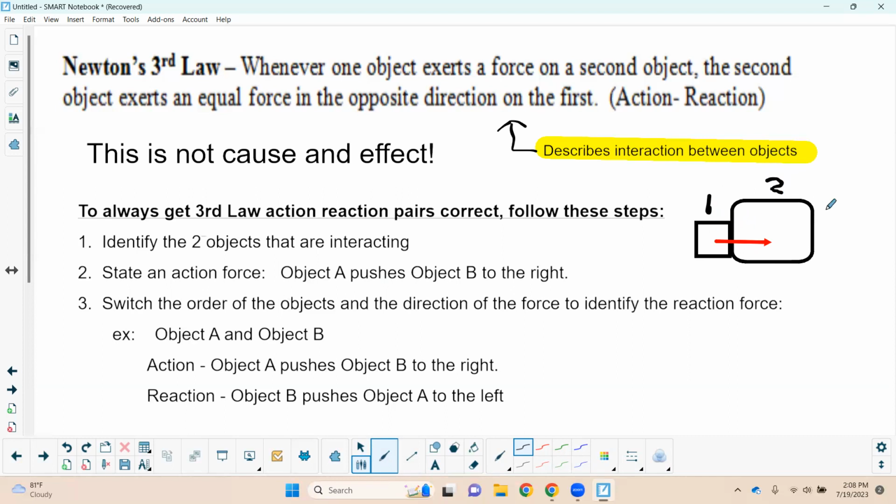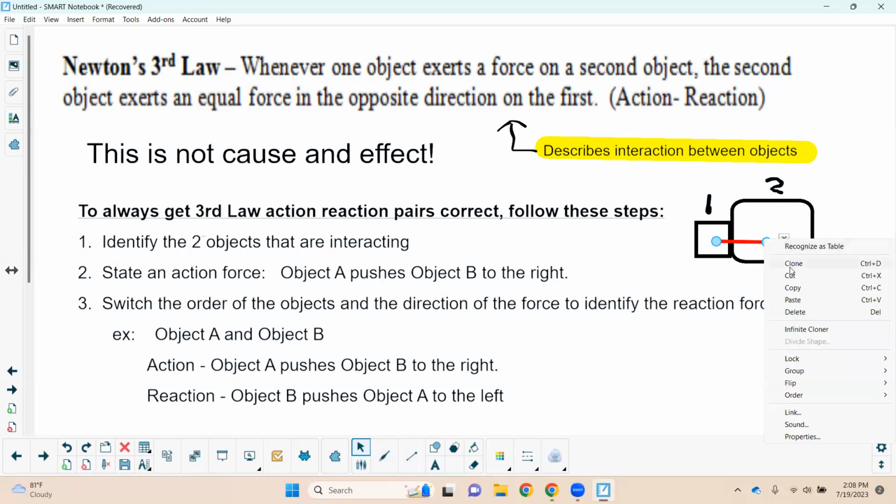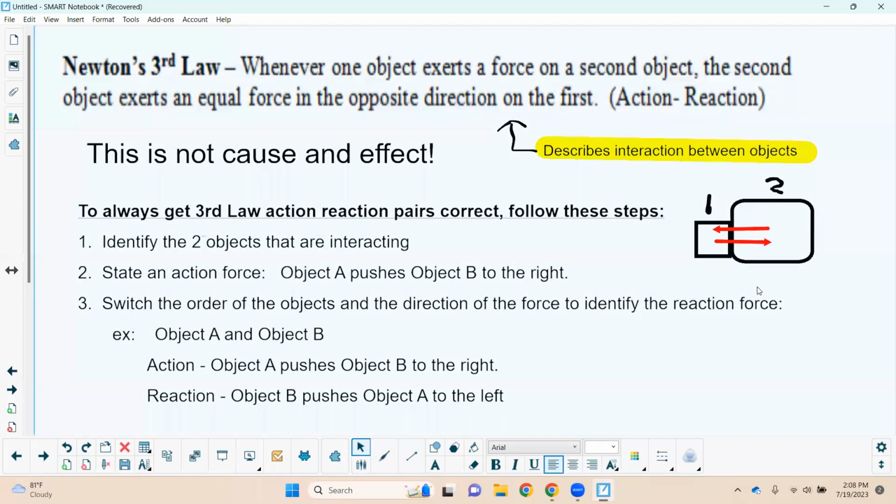And what we're saying, whenever one object exerts a force on a second object, the second object is going to exert an equal force. So they're going to have a force that is the same as this one. So if I grab that arrow and clone it, it's going to exert the same amount of force, 1 on 2 as 2 on 1, except we're going to have to flip it over. So it's going to go the opposite way. So the one arrow is going to the right, the other one is going to the left, and they are equal in size and opposite in direction.